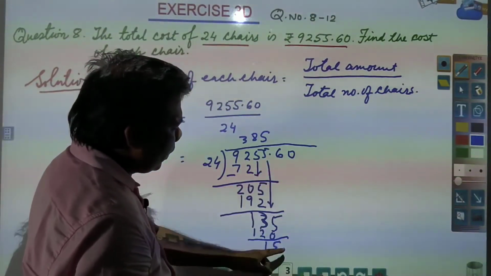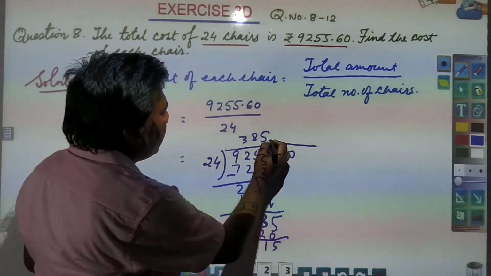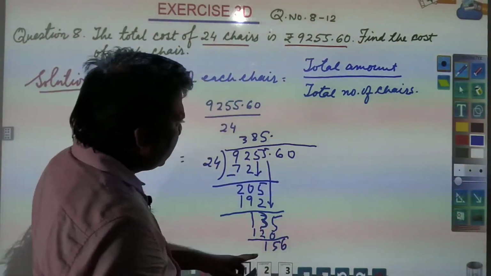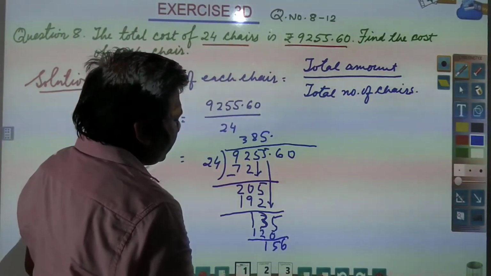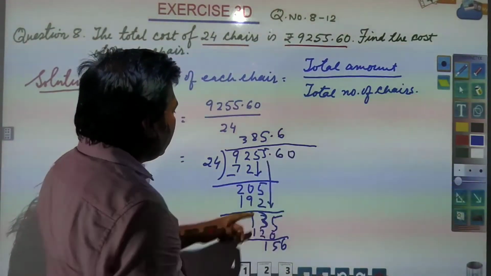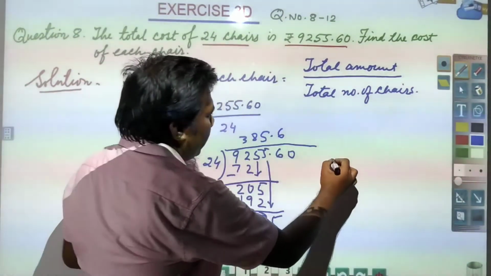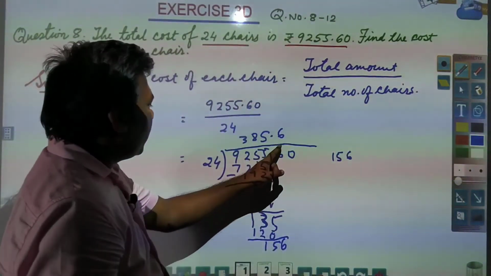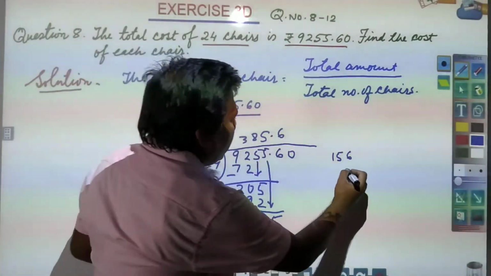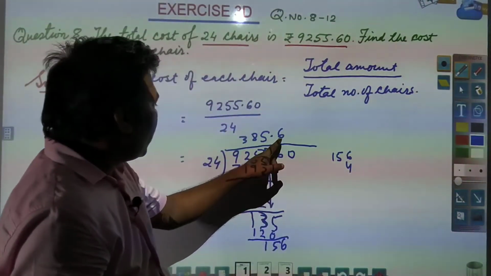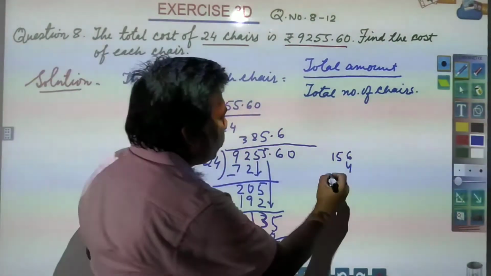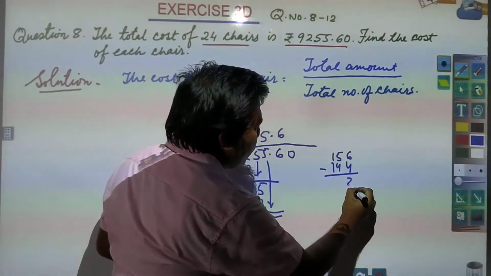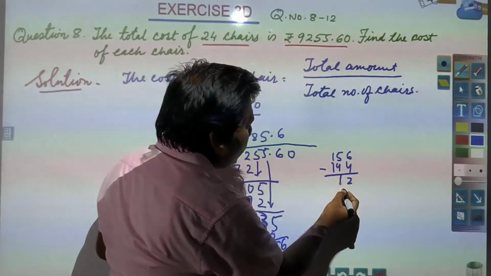Now the next digit you have is 6, but before that you have the decimal, so the decimal is required to be put. So here you will have 6. Now you see how many times it will go. Try 6 times. So you have 156, and multiplying by 6, 6 4s are 24, 2 you have, 6 2s are 12 and 2 is 14. 6 minus 4 is 2 and 5 minus 4 is 1.